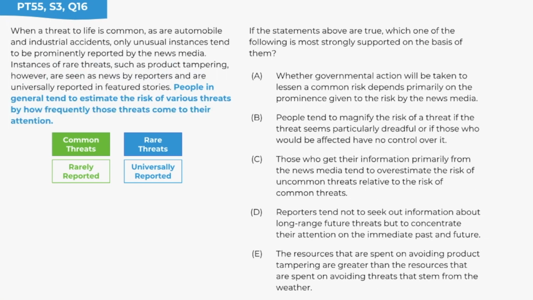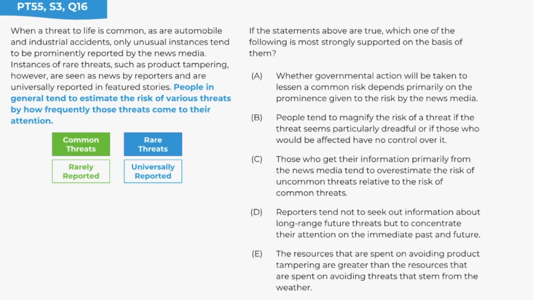And then they tell us that people in general tend to estimate the risk of various threats by how frequently those threats come to their attention. So we're assuming that if things are being reported in the media, that could provide one avenue for it to come to your attention. Based off of this, people who are watching media are probably going to think that those rare threats are a bigger concern than they really are, or that common threats are less of a concern than they really are. There's this mismatch between people's perception and reality, and that's based off of the media reports and the frequency with which those threats are presented within the media.